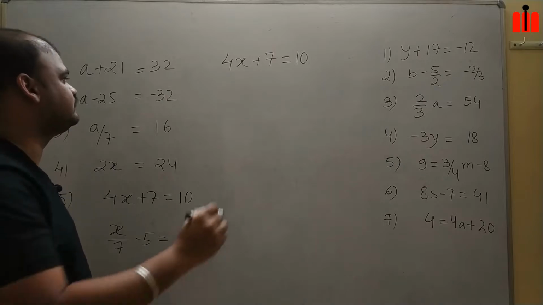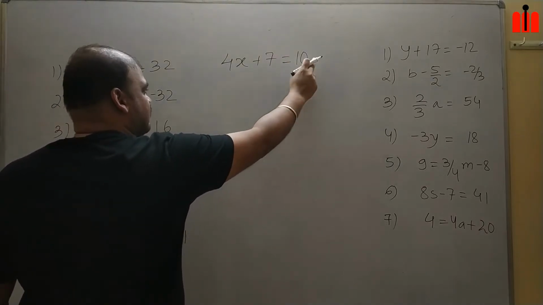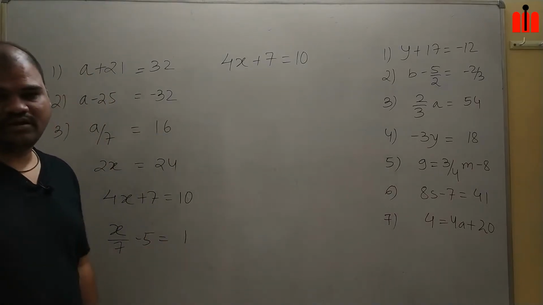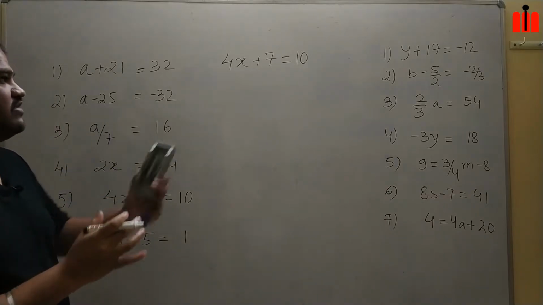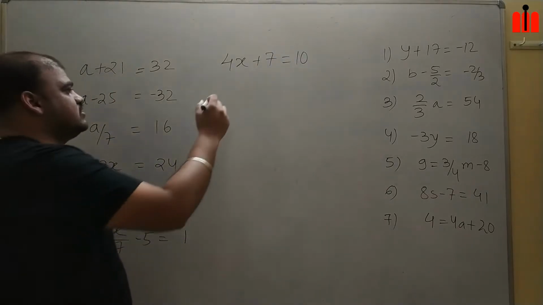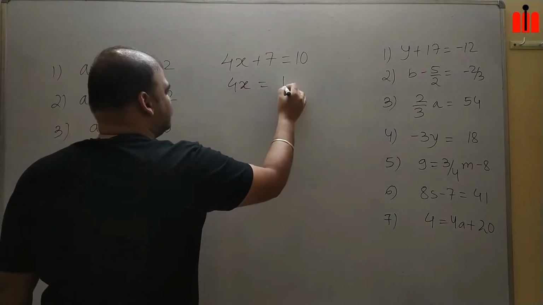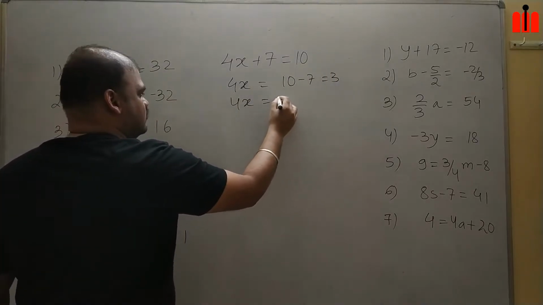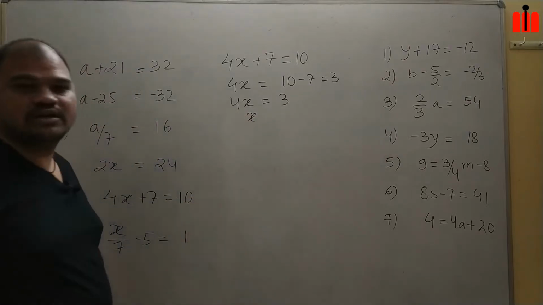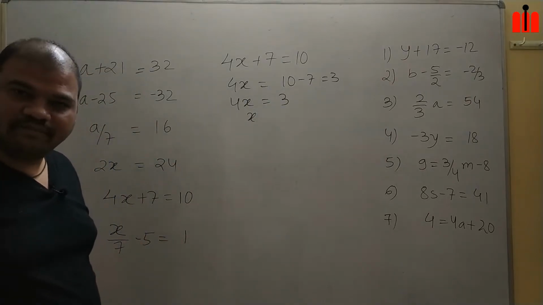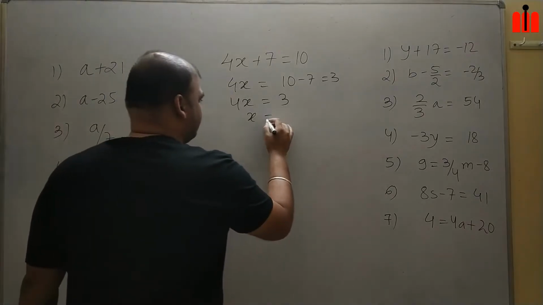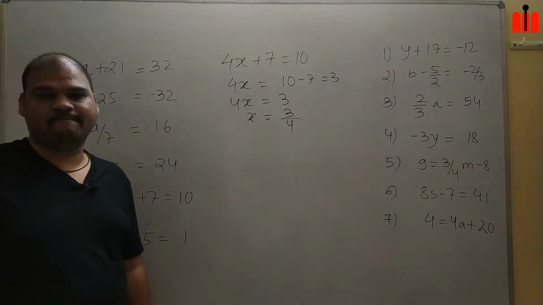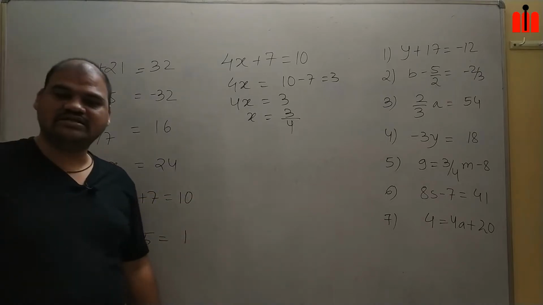Now what I will do first is take the plus 7, which is in addition, to the other side, where it will become subtraction. So it will be 4x equal to 10 minus 7, which is equal to 3. So 4x equal to 3. Now 4 is in multiplication, it will go to the other side and become division. So x will be equal to 3 by 4. Okay. So the value of x over here is 3 by 4.